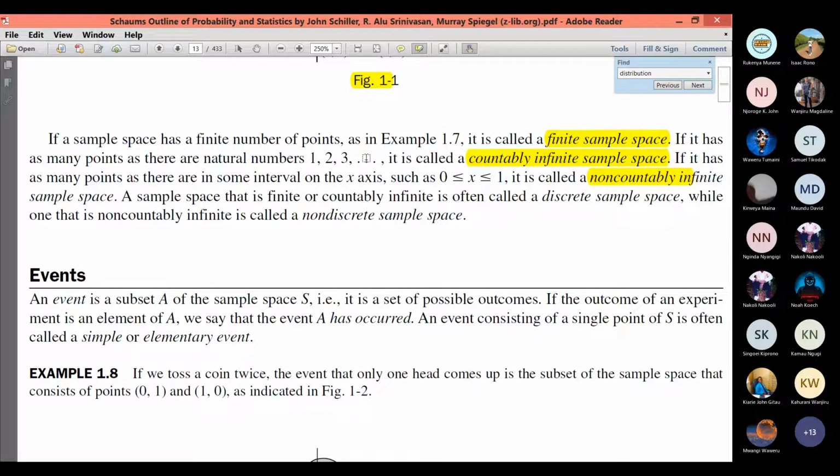So you can do 1, 2, 3, 4, 5, 6. It's only that you don't know when to stop. But since you can count like that, 1, 2, 3, then we call them countably infinite sample space. Yeah, that means it has as many points as there are in some interval on the x-axis.